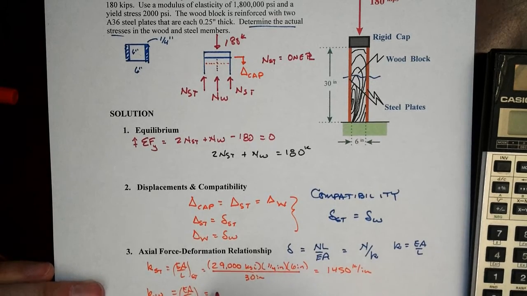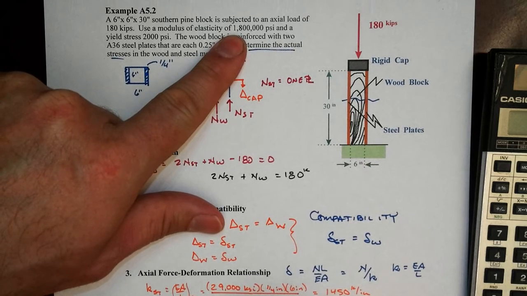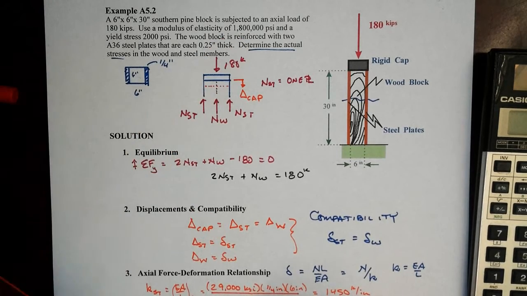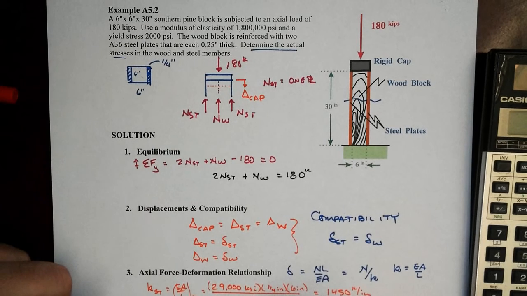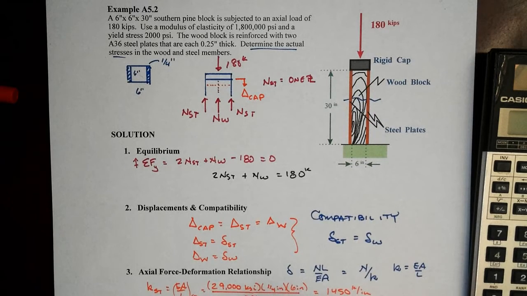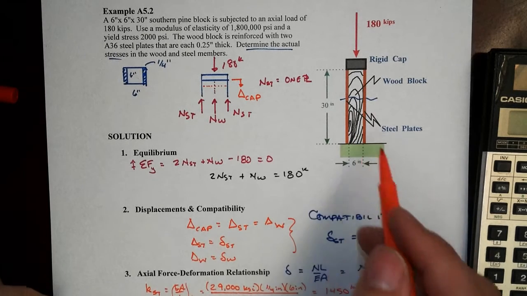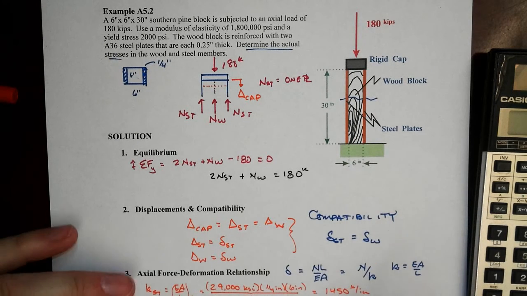we'll have 1.8 million psi, which is 1,800 ksi, so that we end up with common units. And then since it's a rough cut wood, that means the actual dimensions will be taken as 6 inches by 6 inches. It's also 30 inches long. Notice they don't have to be fully bonded all the way along the length, the steel and the wood.